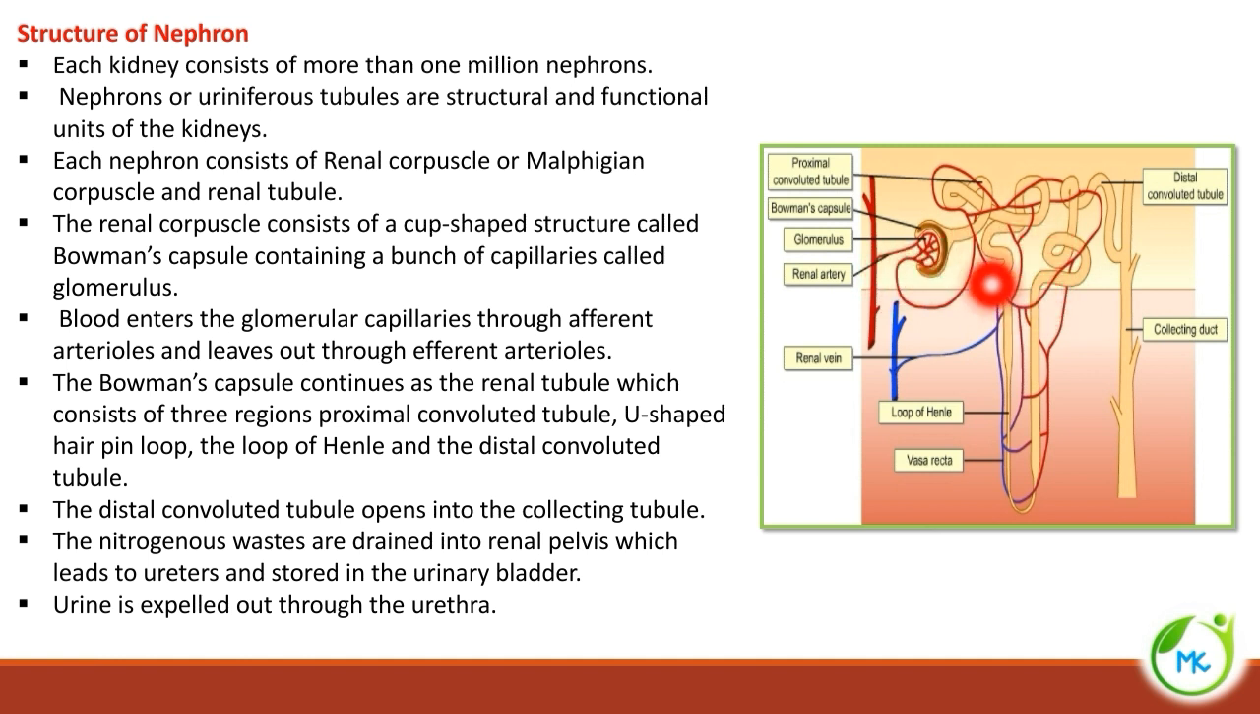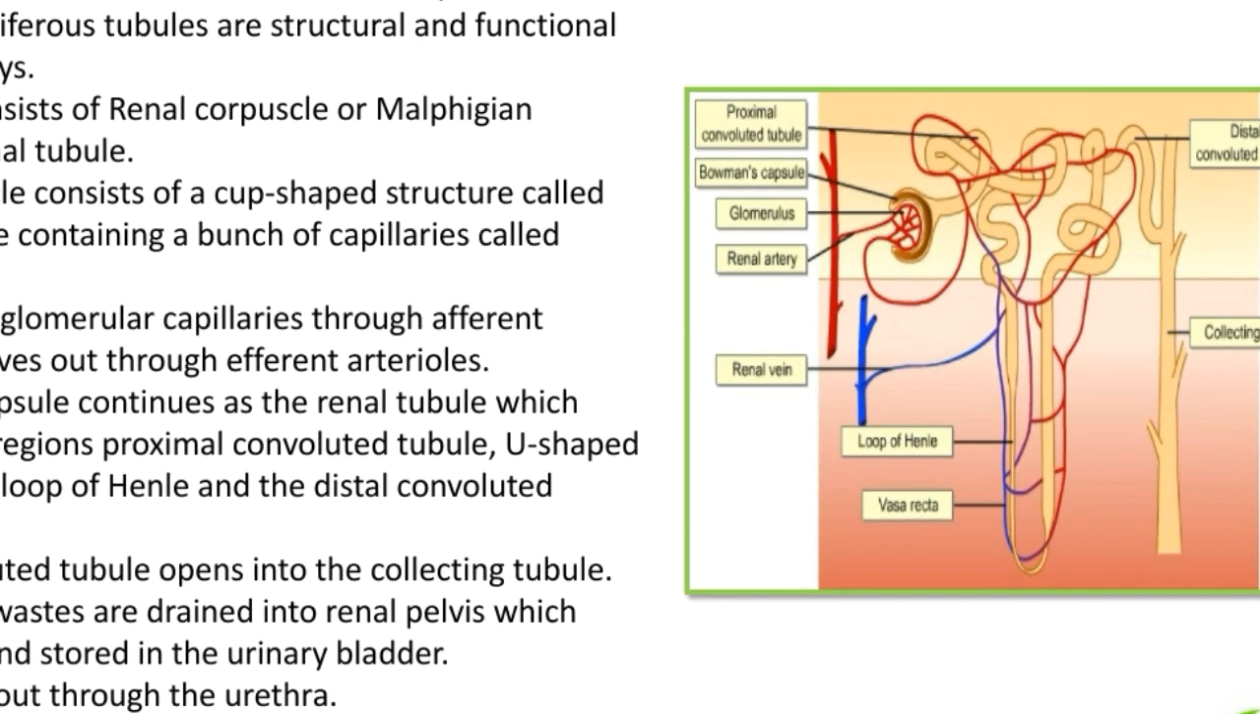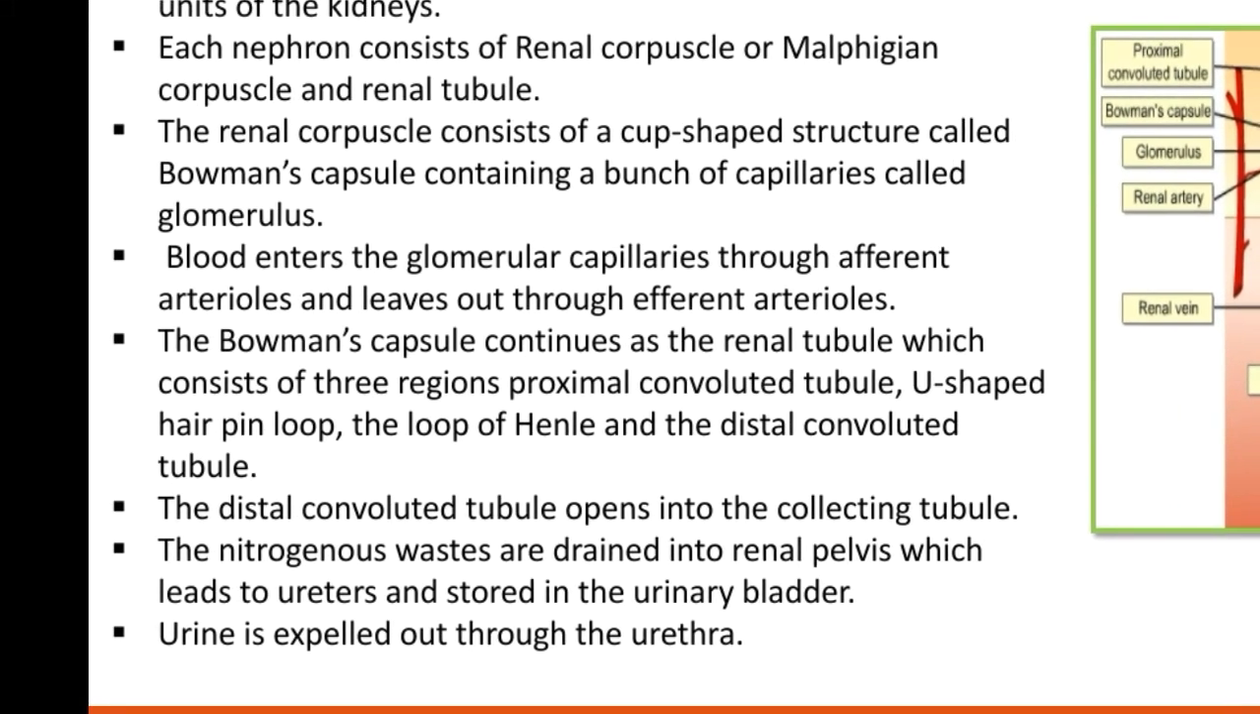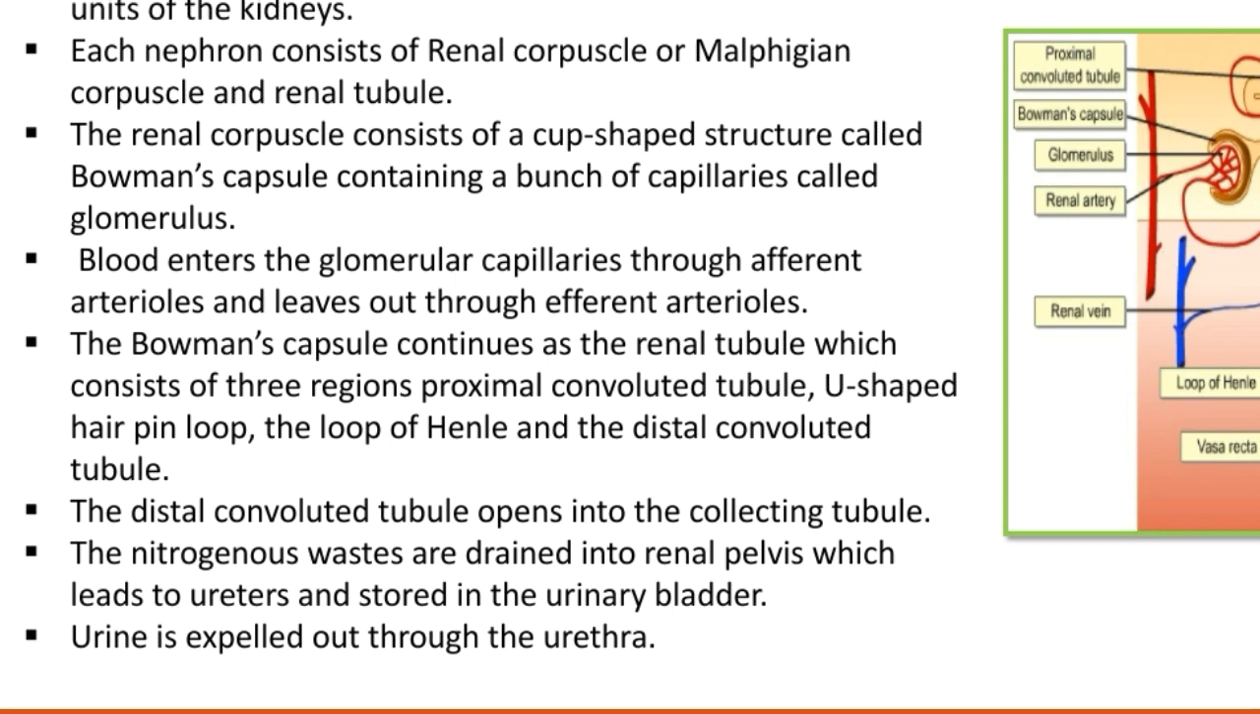The nephron consists of the renal corpuscle or Malpighian corpuscle. This structure is referred to as the corpuscle, and these structures are referred to as tubes, the renal tubule. The renal corpuscle consists of a cup-shaped structure, referred to as Bowman's capsule. It contains capillaries, and the capillaries inside, you could see these red color capillaries. This part is referred to as the glomerulus. And the glomerulus is surrounded by a cup-like structure, which is referred to as Bowman's capsule.